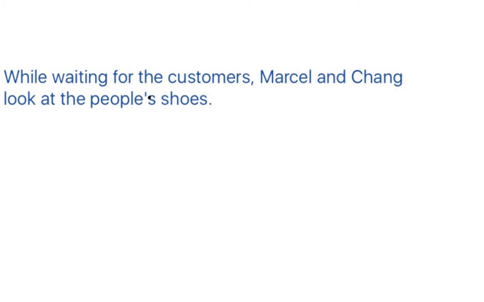Here we've got an example of 2 actions taking place at the same time. While waiting for the customers, Marcel and Chang look at the people's shoes. Your present participle is going to be here, the waiting. And this is a case where we're going to be using the en to translate the while. So you are going to have en plus the present participle.